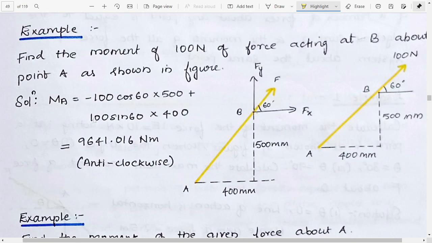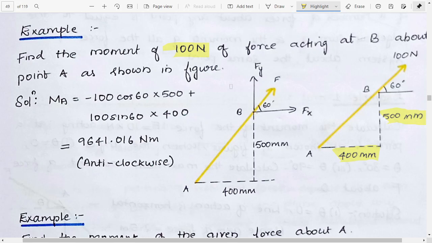So in this case we have an example here. We need to find the moment of 100 Newton of force acting at B about a point A as shown in the figure. So this is our figure. This is AB, and here we have a 60-degree angle like this. And here we are given measurements of 500 millimeter and 400 mm.